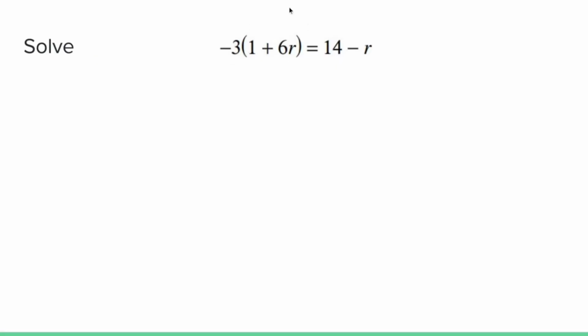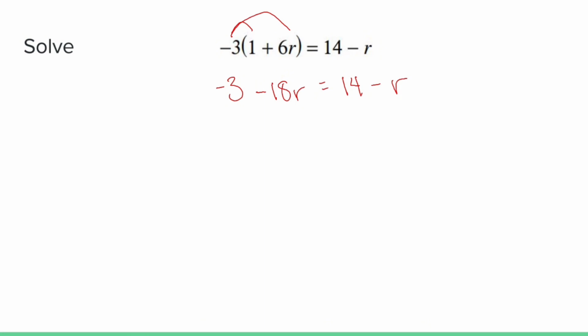All right, we have distributive property going on here. So let's distribute that negative 3 to this parentheses right here. Negative 3 times 1 is negative 3. Negative 3 times positive 6r is minus 18r, and that's going to equal 14 minus r.